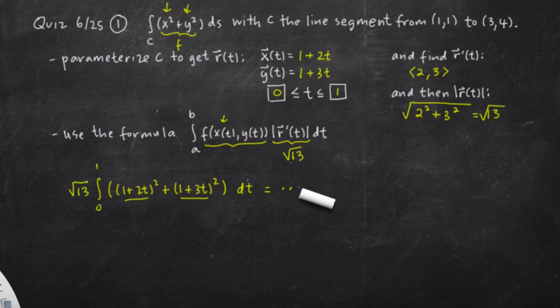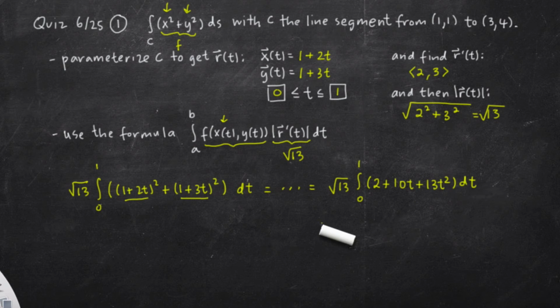If you do a little bit of algebraic simplification, this simplifies to the integral from 0 to 1 of, let's see, 2 plus 10t plus 13t squared. And I'll assume you can take it from here and do the necessary simplification to get the final answer, which is 34 square roots of 13 over 3. And that's the final answer.